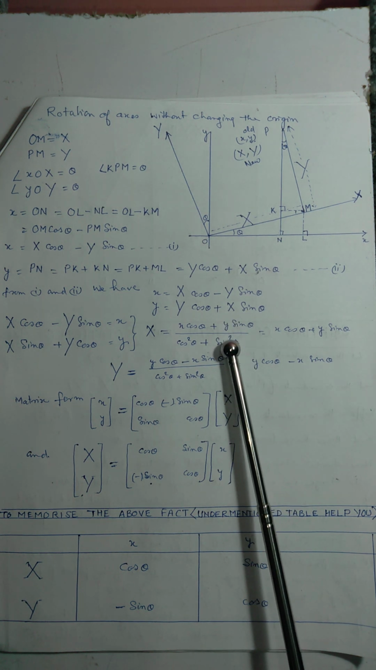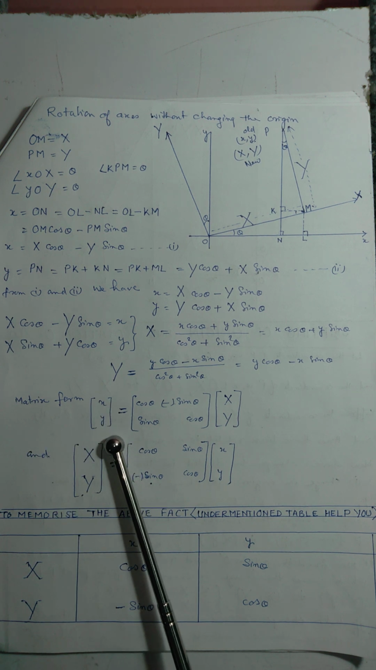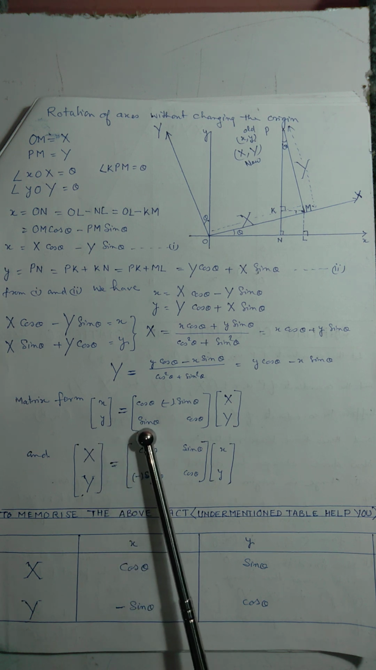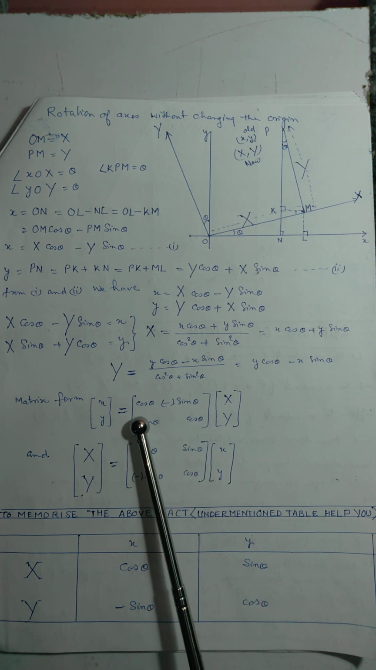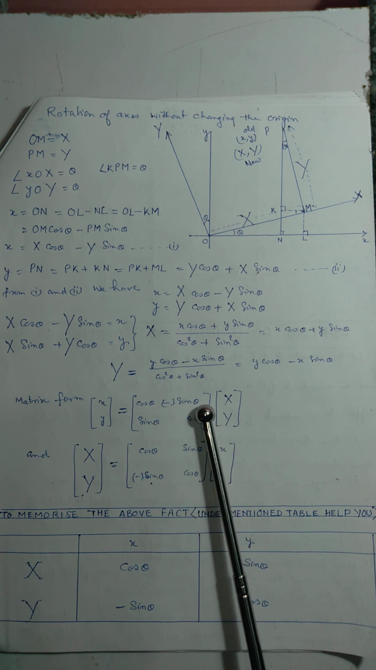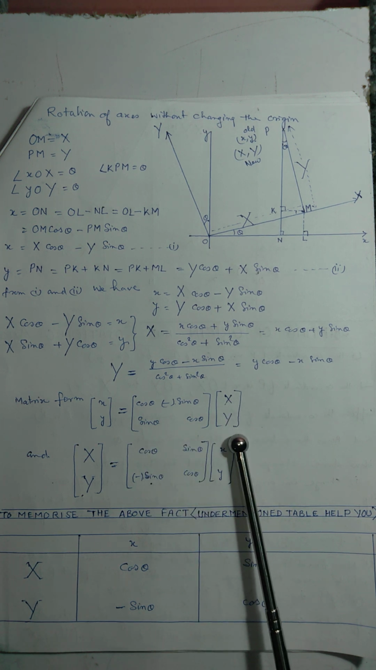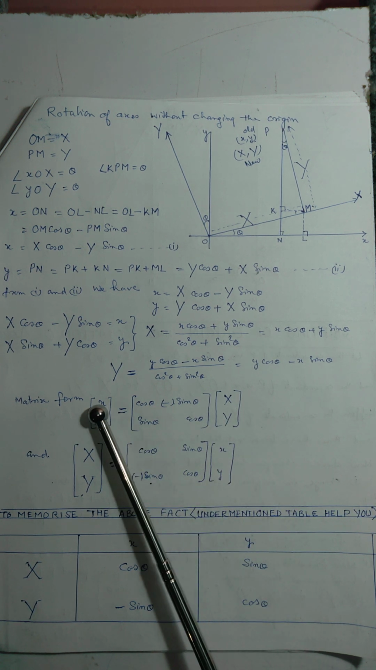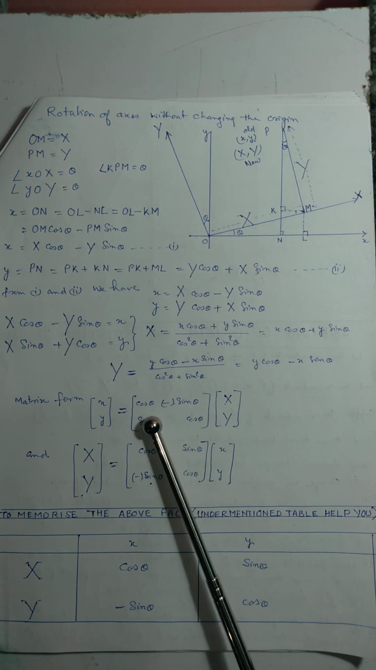If you can't remember it this way, there is a matrix form. I have written here small x, small y in a square bracket. And here you see cos theta, minus sin theta. It is not minus cos theta, but cos theta and minus sin theta; minus is attached to the sin theta only. Then sin theta, cos theta, and here it is capital X, capital Y. If you know matrices, you can easily multiply in order to find small x, small y. You just keep on multiplying.